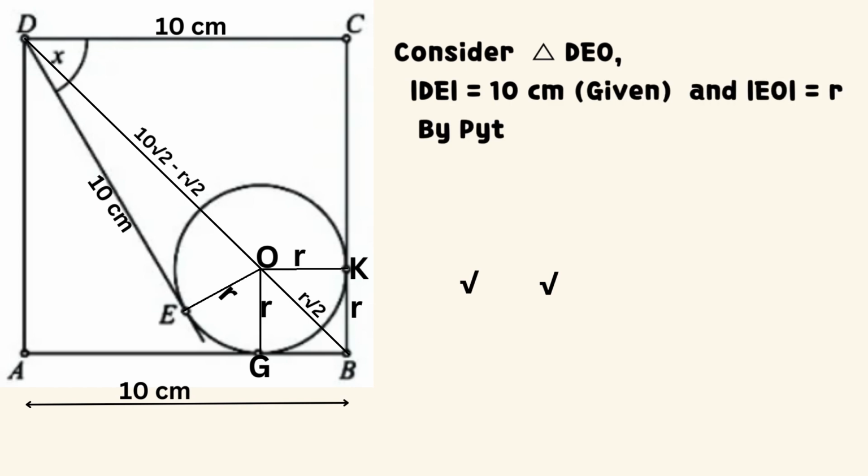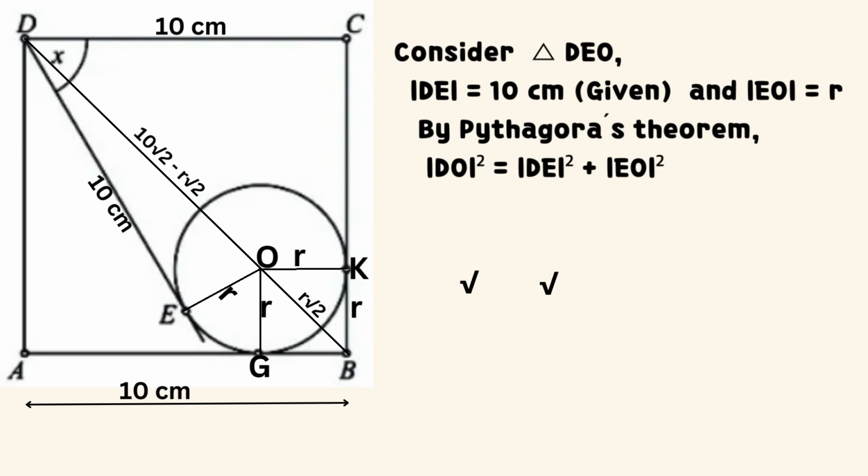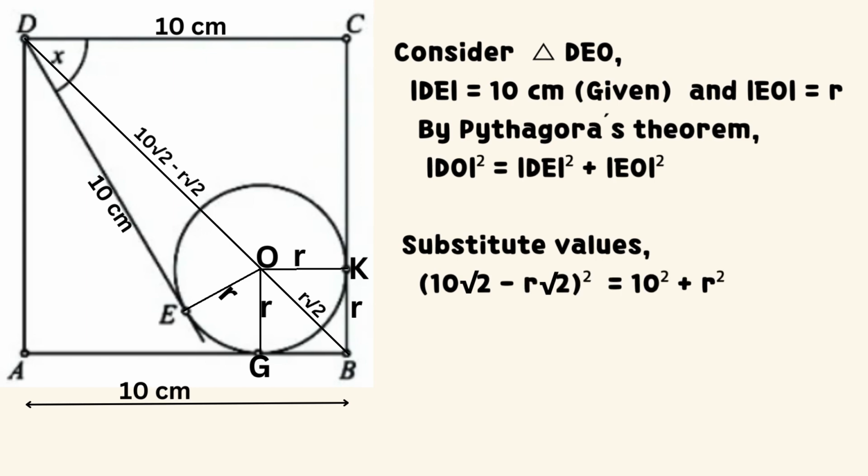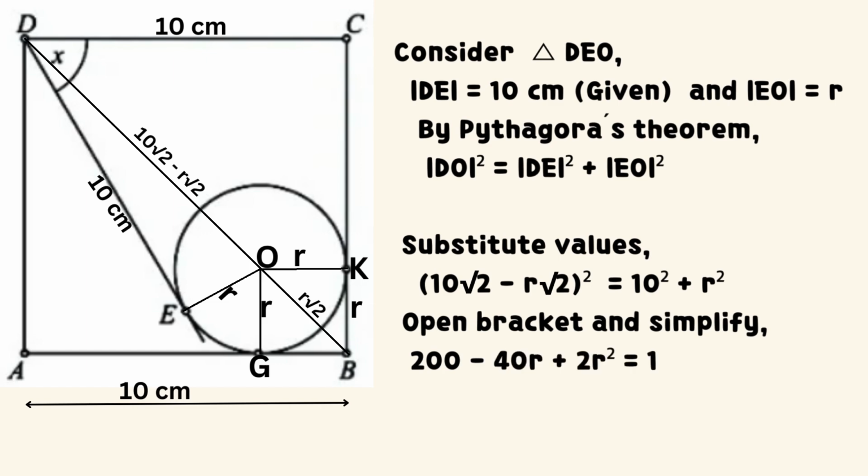From triangle D, E, O, line D, E equals 10 centimeters and line E, O equals R. By Pythagoras' theorem, the square of line D, O equals the sum of the square of line D, E and the square of line EO. Substitute values and we have that the square of 10 times the square root of 2 minus R times the square root of 2 equals the sum of the square of 10 and the square of R. Open brackets and simplify and we obtain a new equation as shown on the screen.